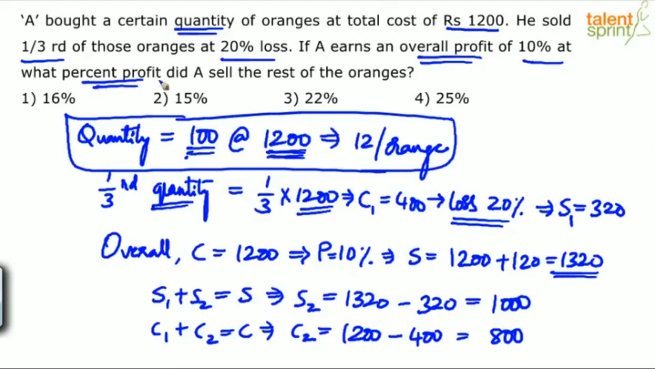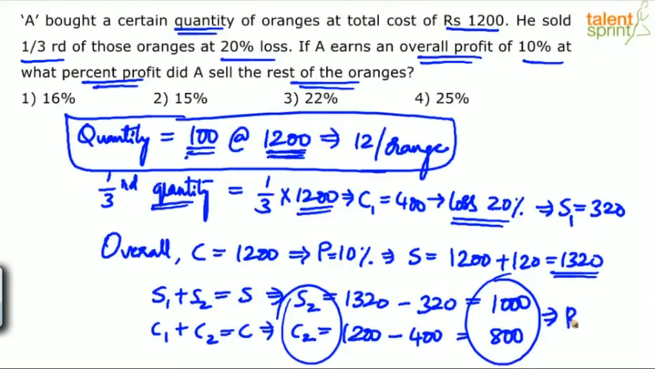Now that's what you have to find out. What percent profit did A sell the rest of the oranges? Rest of the oranges is that second part. So you know that cost price is 800. Selling price is 1000. How much is the profit? 200 rupees is the profit. 200 profit on how much? 800 rupees. You know, costing is 800. So 200 on 800 is how much? 25%. So your answer for this question will be 25%, option 4.